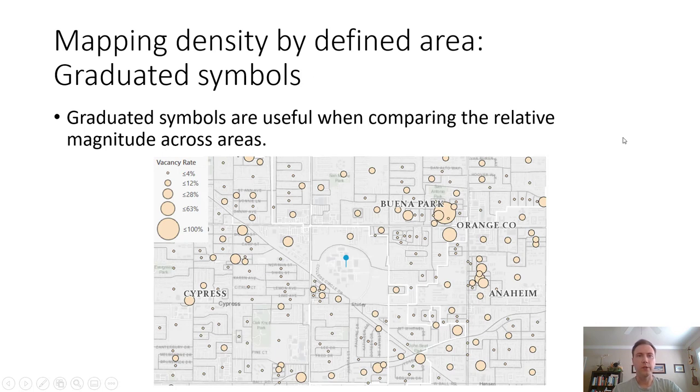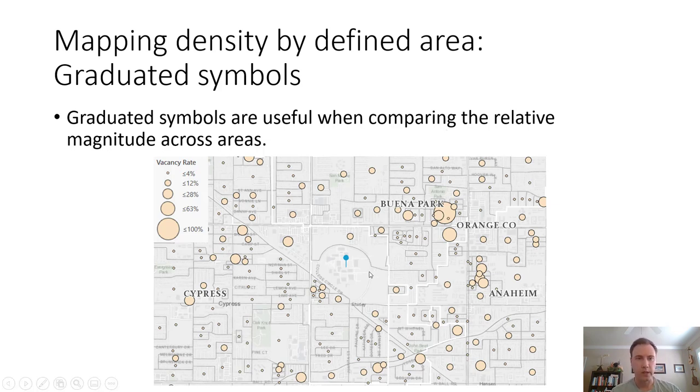And lastly, we have graduated symbols. Graduated symbols are useful when comparing relative magnitude across areas. So this is once again vacancy rates. Instead of occupancy rate, it's like the opposite. Instead of occupancy, it's vacancy.